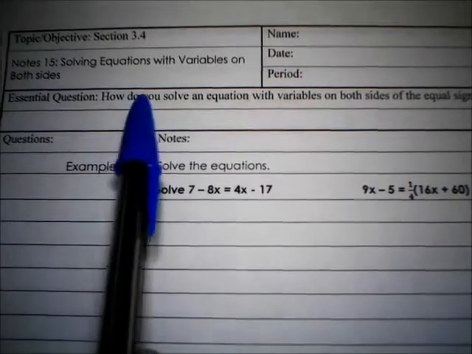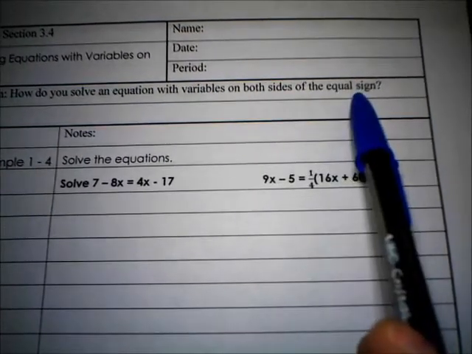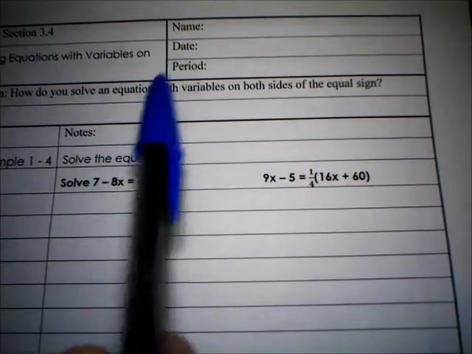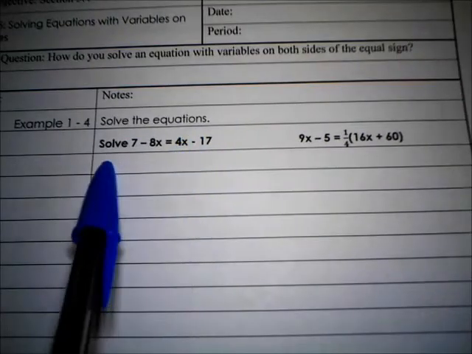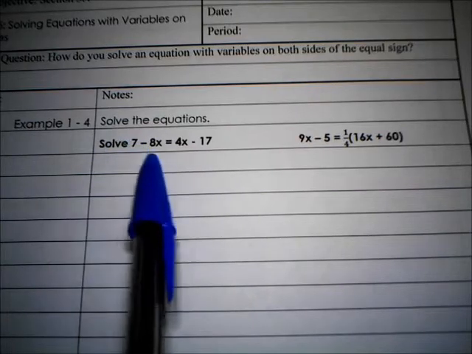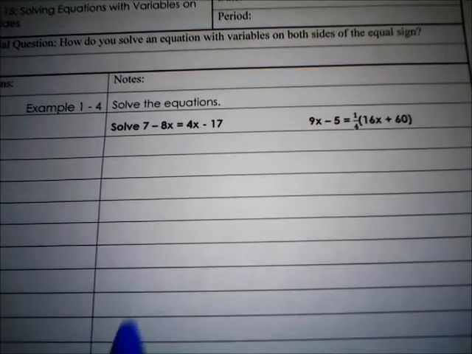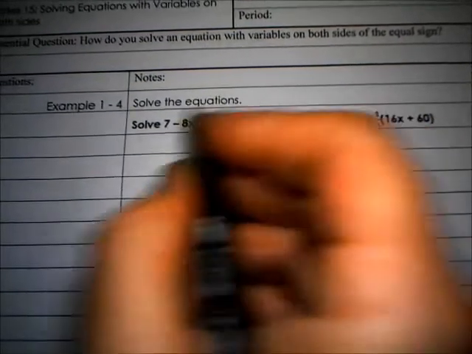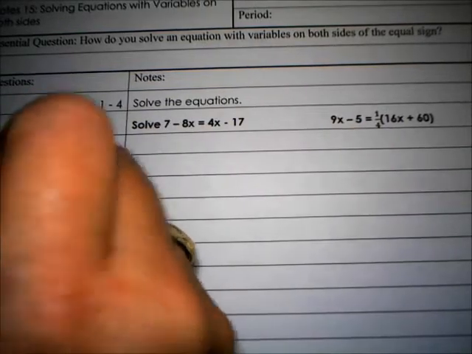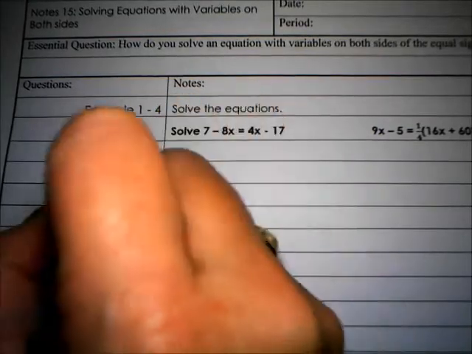To solve an equation with variables on both sides, you must move all variables to the left side and all constants to the right side so you can isolate them. So if I look at our first example here, our first step is to move all variables to the left, because I want them all on one side.